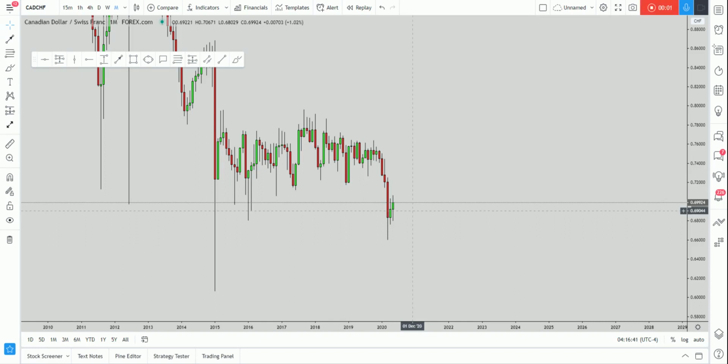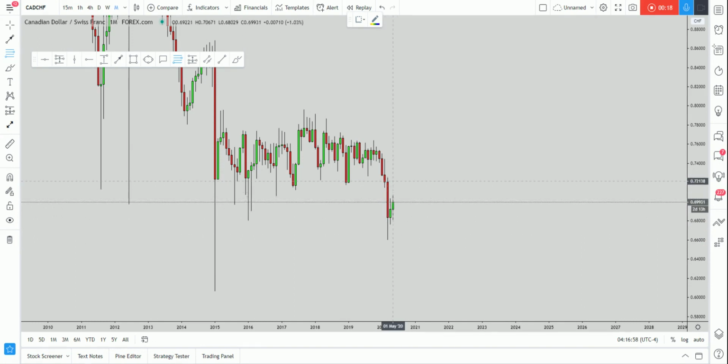Okay, so what kind of situation do we have at the moment on CAD CHF? Let's make a multi-time frame analysis and start from the monthly time frame. Now on CAD CHF on the monthly, we have a market that has created this very strong impulse to the downside, followed by this retracement.